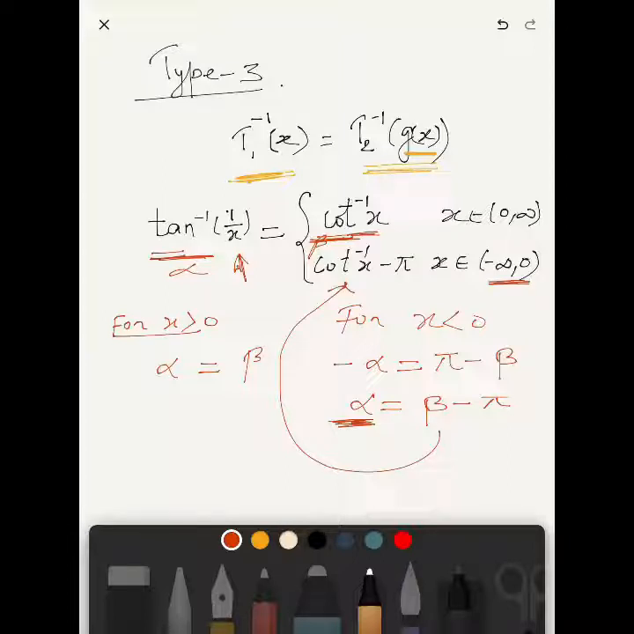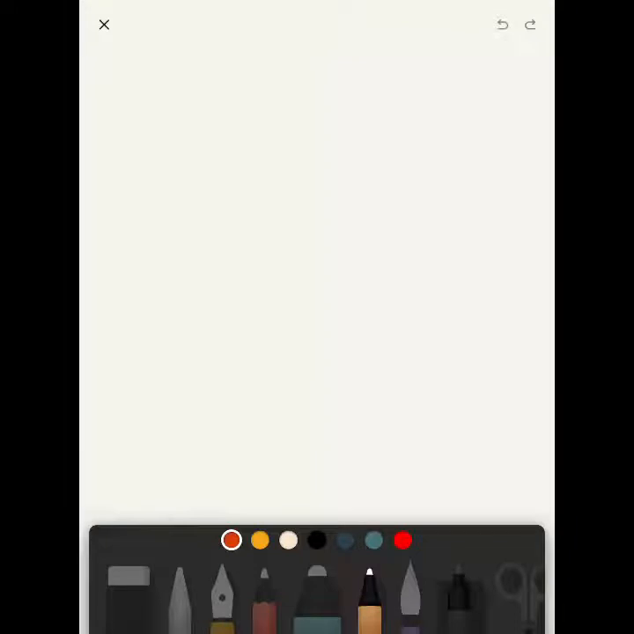Are you getting it? Okay, let me do one more, you will understand it very clearly. Now let me do it for cot inverse 1 by x.